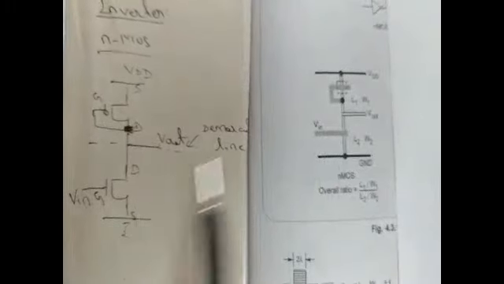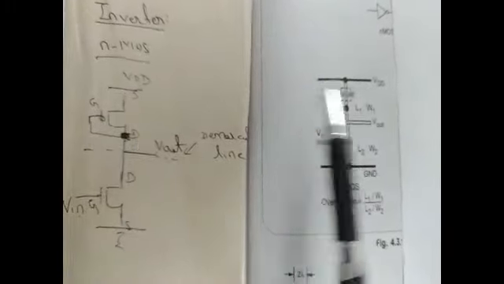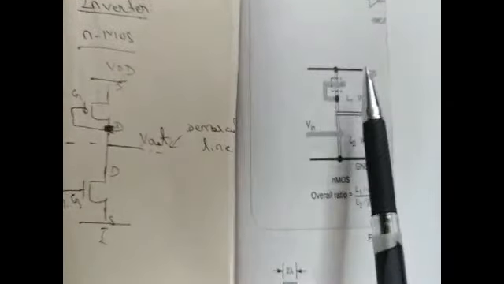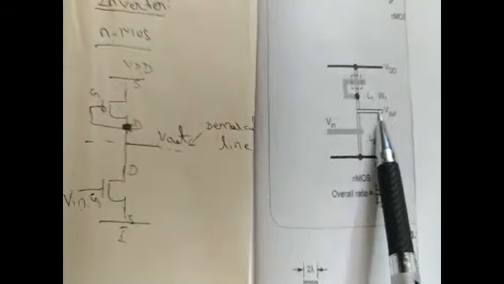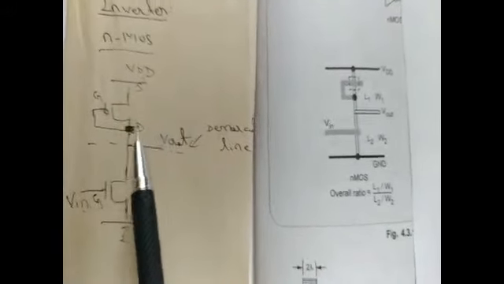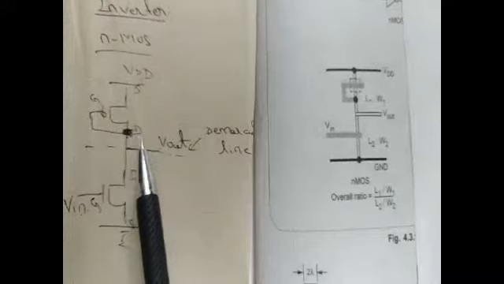See here, the VIN is given to the gate region, and the gate of the PFET is shorted to the gate of the NFET, with the drain regions connected. VDD and VSS, that is the ground, have been connected, and the VOUT has been taken as the output between the two. So it is an exact replication. The schematic is the exact replication of your stick diagram, or the stick diagram is the exact replication of a schematic diagram.